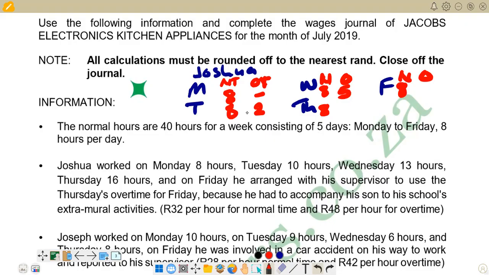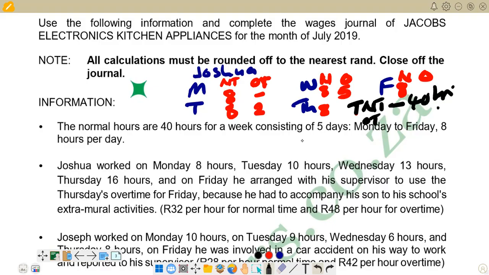So on normal time now, our total normal time for Joshua. We have got 8 hours per day for the 5 days. So 8 times 5 we get 40. So we have got 40 hours.